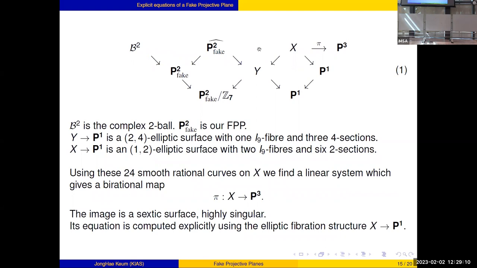So here's the picture. P2 fake is our fake projective plane, and B2 is the complex two-ball. Then I take the Z7 quotient, and Y is the minimal resolution, and this Y is the elliptic surface over P1, and X is the universal cover, a degree 2 cover of Y, again an elliptic surface over P1. And then on X, this K3-like surface, I find a suitable linear system. It gives a birational embedding into P3 as a hypersurface, a single equation.